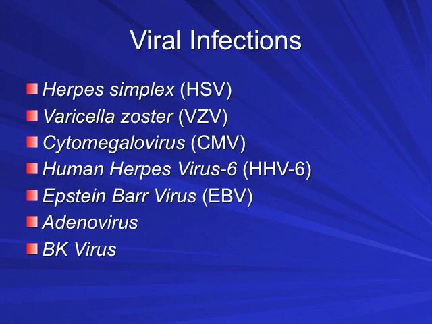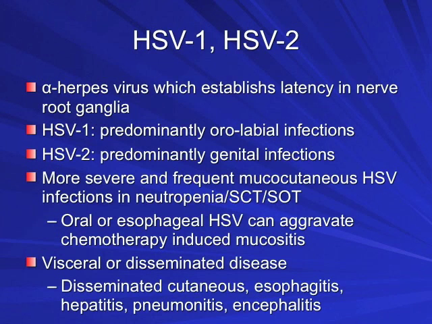Okay, so I've talked about bacteria, I've talked about fungus. I'm going to talk about, very briefly, some of the more common viral infections that you can see in these patients. Certainly not a complete laundry list here. So HSV1, HSV2, herpes simplex virus is an alpha herpes virus which establishes latency in the nerve root ganglia. HSV1 gives you predominantly oral labial infections. HSV2, of course, gives you predominantly genital infections, but you can see vice versa.